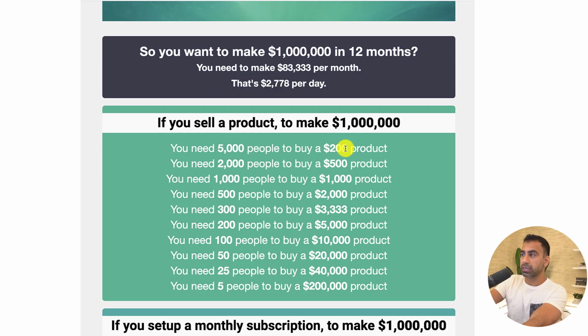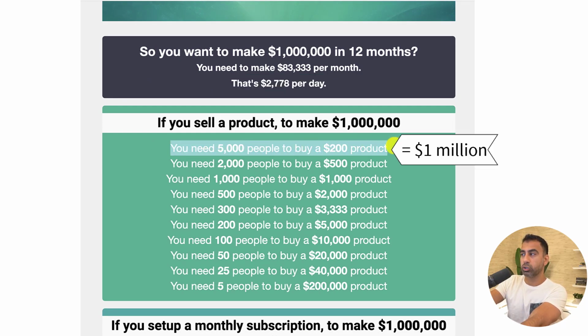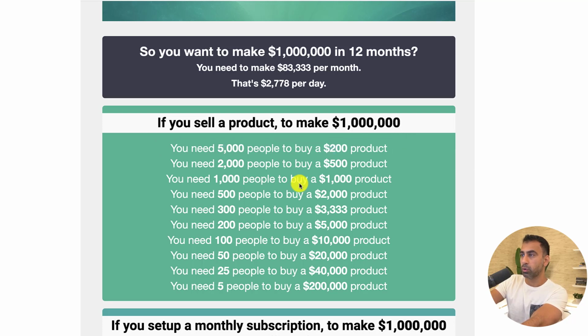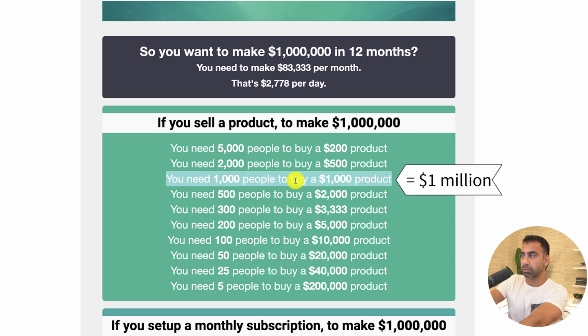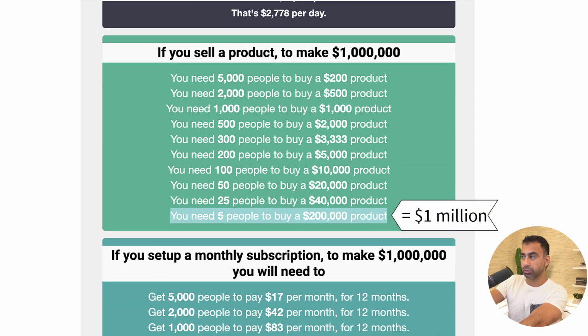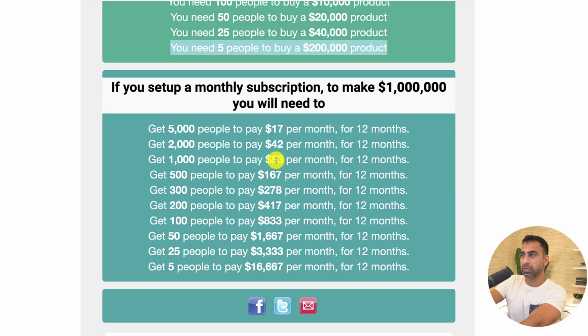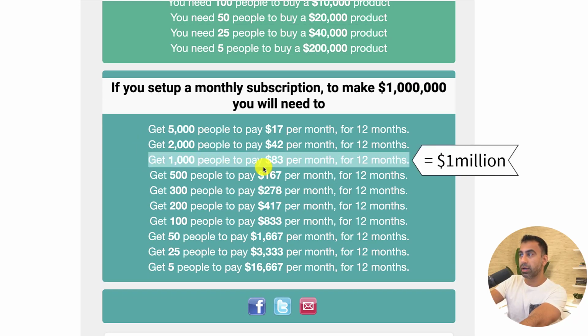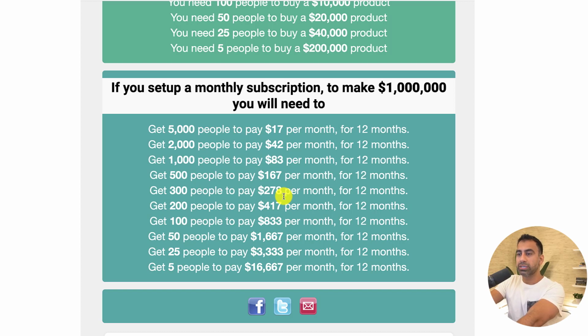And if I sell a product, I'll need 5,000 people to buy a $200 product to make $1 million. Or I need 1,000 people to buy a $1,000 product to make $1 million. Or I only need 5 people to buy a $200,000 product to make $1 million. So you can start playing with these things to see how much it would take to make $1 million. Or get this, I could get 1,000 people to pay $83 per month for 12 months, and that will make $1 million. So by working backwards to a number goal, you can use these calculators to run basic math that can help you achieve your goals.